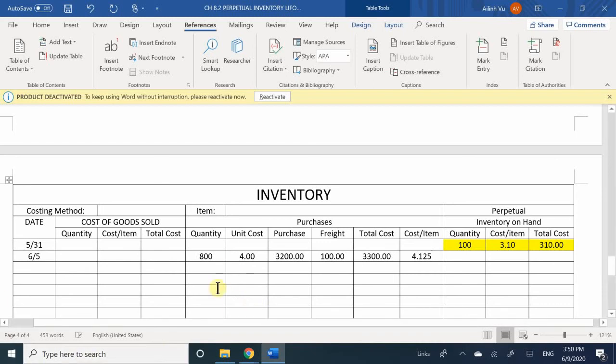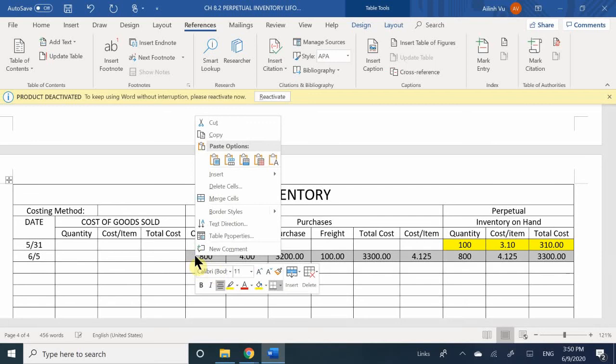4.125. Okay? And then we're going to transfer that over so we know that we have 800 items at $4.125, and it's going to cost me a total of, let me not do that too quick, 3300. Perfect. All right. I think I want to go for light colors now.